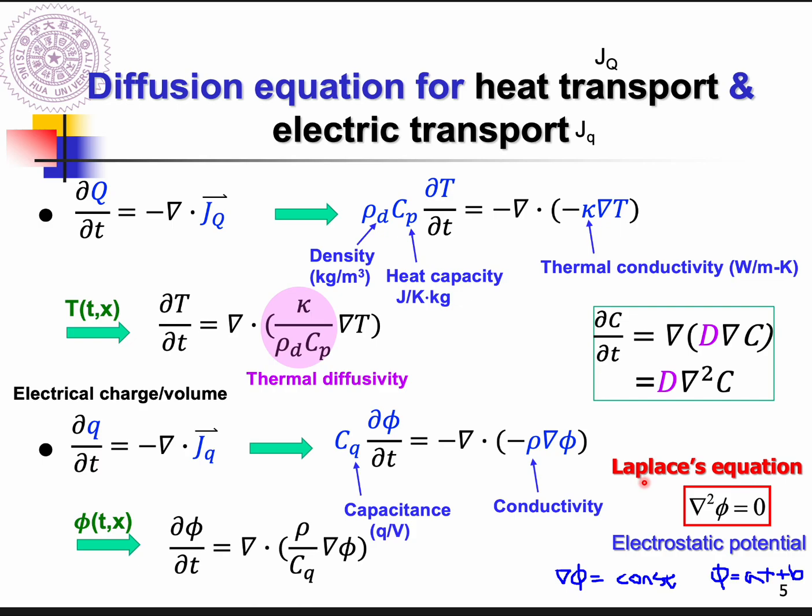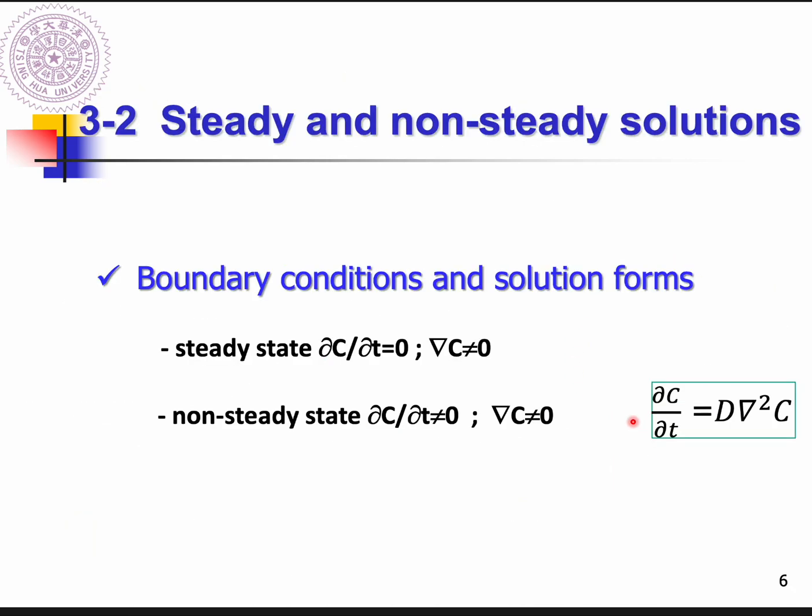Okay, so now we have shown you that the diffusion equation can be used for mass transport, heat transport, and also electrical transport. So now we focus on the mass transport part. And don't forget that we have two conditions, right? One is steady state, the other is non-steady state, and we want to show you the solutions for steady and non-steady state.